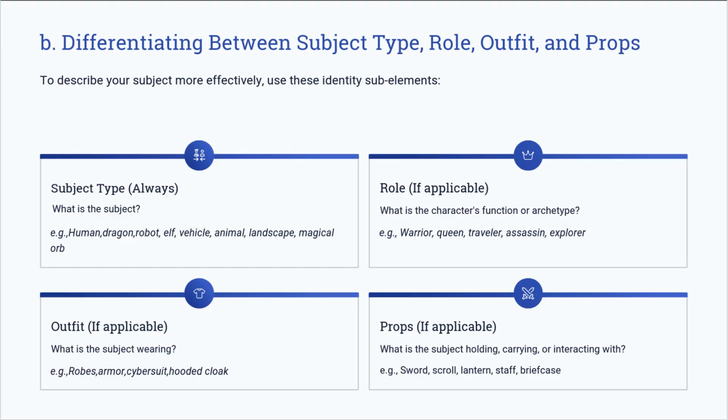Then comes the outfit, again, only if it makes sense. What's the subject wearing? It could be robes, high-tech armor, a cyber suit, or a hooded cloak. The clothing adds a lot to the story and the style. And finally, we've got props. These are the objects your subject is holding or interacting with. A sword, a scroll, a glowing lantern, a staff, a briefcase, whatever fits your idea. Using these 4 elements gives your prompt way more clarity and control. Just remember, subject type is always needed, and the rest are added only when they apply.